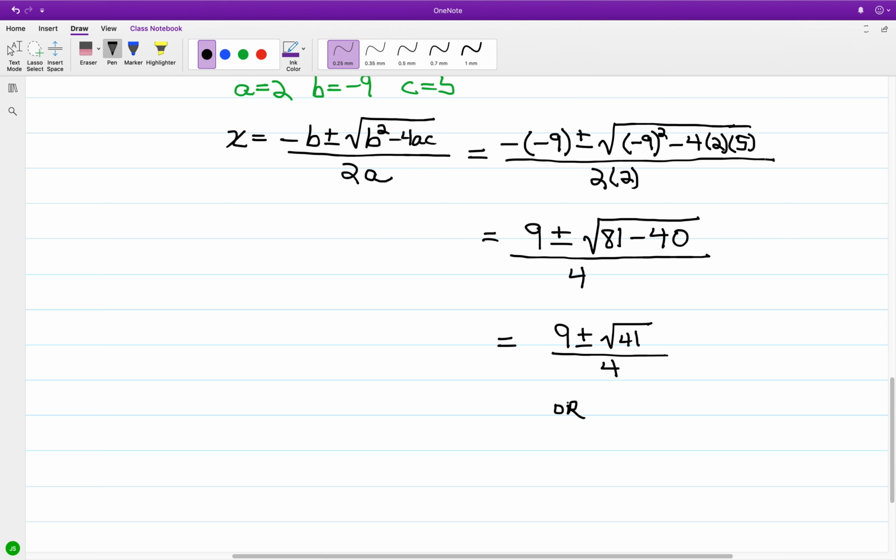But again, if you had to write it in expanded form, as Alex may require it, we would have at the upper end 9 plus the square root of 41 all over 4. And at the lower end, we have 9 minus the square root of 41, also over 4.